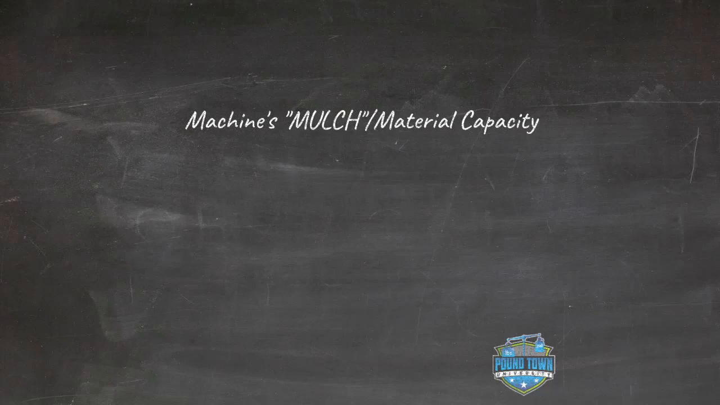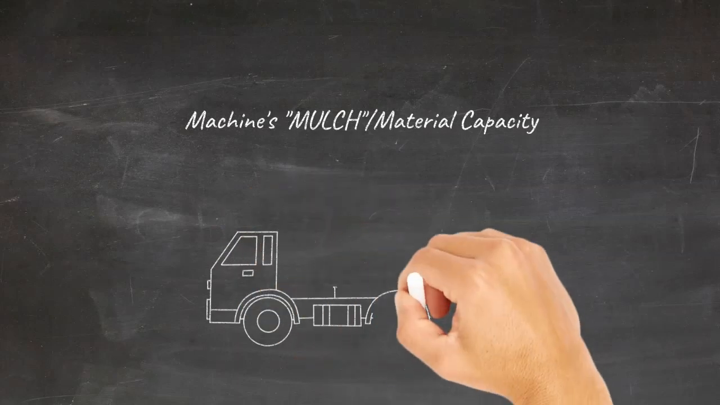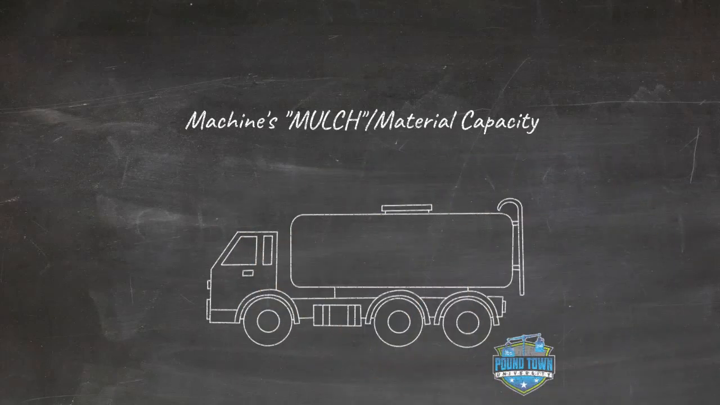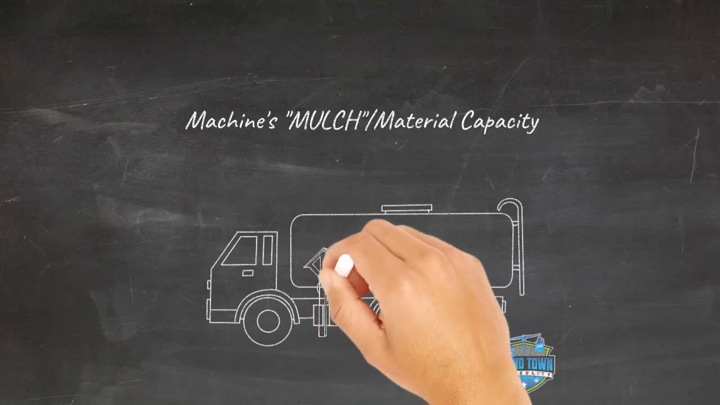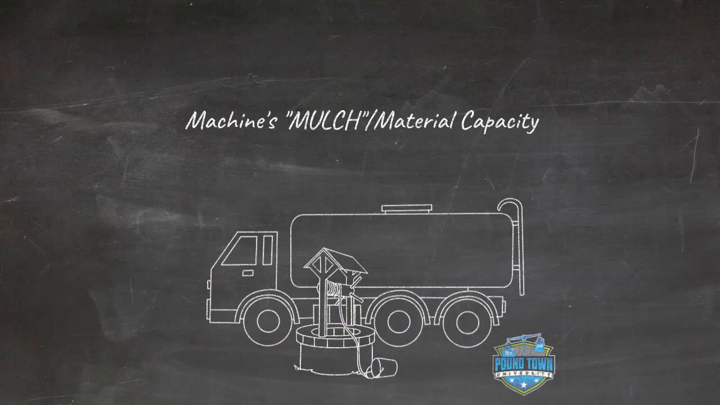Moving on to machine mulch or material capacity. As stated earlier, it's important to understand that not all machines of equivalent size or gallon capacity share the equivalent mulch or material capacity. The objective in hydroseeding is to apply a certain number of pounds of mulch, pounds of seed, pounds of tackifier, pounds fertilizer, and any other necessary amendments at the appropriate rates per acre.